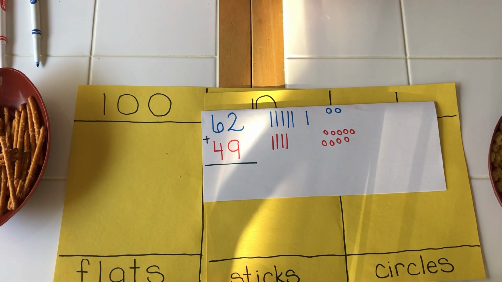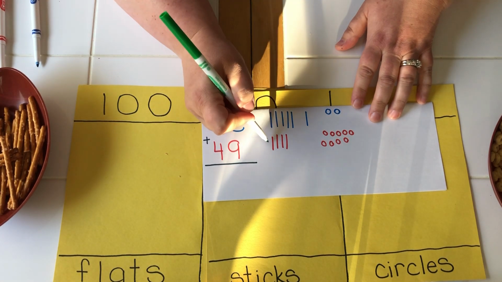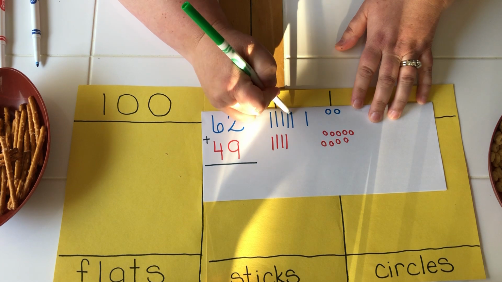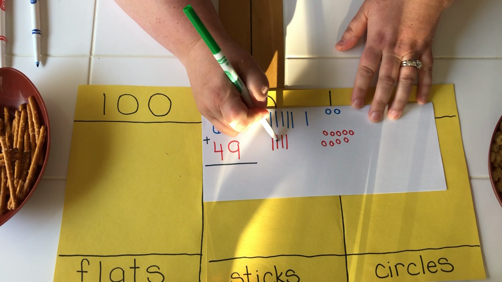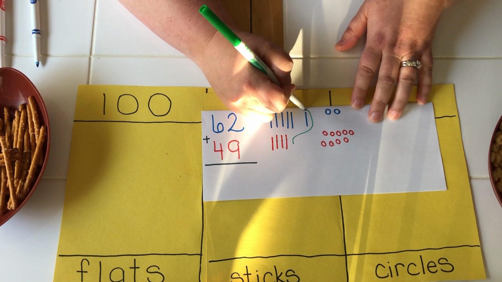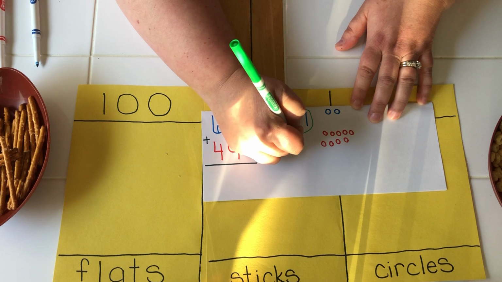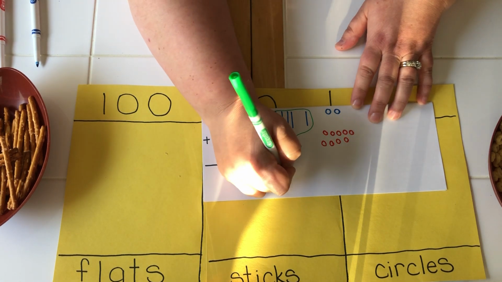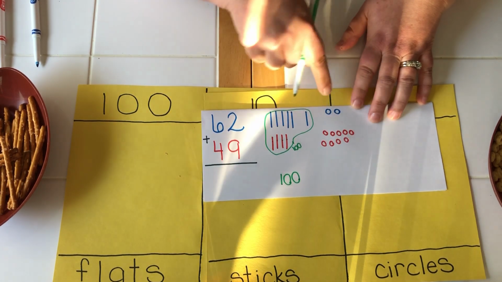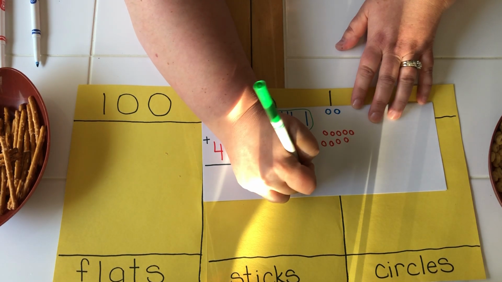Then I add them up. My first question is, did I make a new 100? Remember, just like last time, it was a little bit trickier to see, but I've got 50, 60, 70, 80, 90, 100. So this is now a new 100. So down below I write 100. You'll notice now I have no 10s right now, so I'm going to wait.